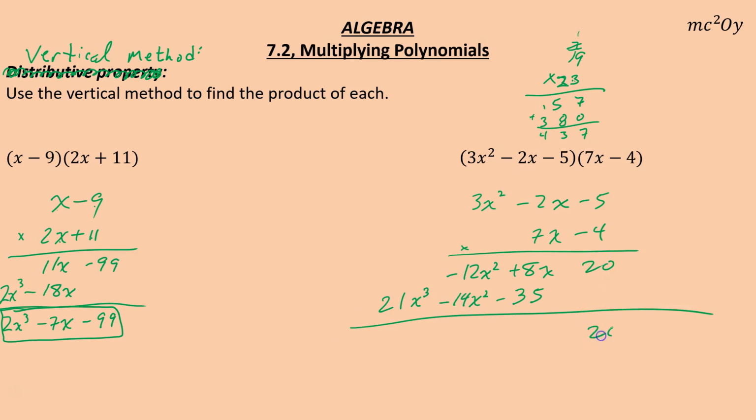We add them up. We get our 20. Is this a 35x? Better double check that. 7 times, yes, it should have been 35x. Don't forget that x. 8x and negative 35x is negative 27x. Negative 12x squared, negative 14x squared, negative 26x squared, and 21x cubed.